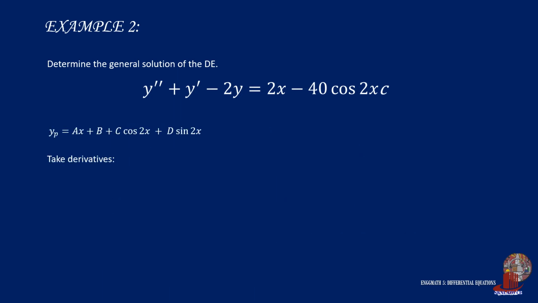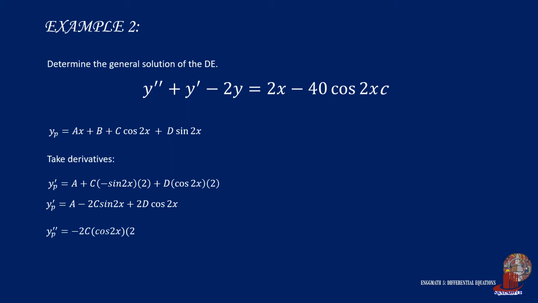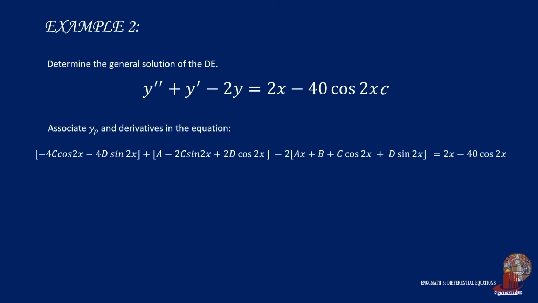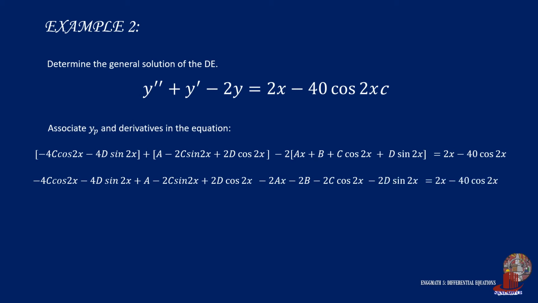Now yp would need to be differentiated twice as the original DE requires. So yp prime is a minus 2c times sine of 2x plus 2d times cosine of 2x. And yp double prime becomes negative 4 times c cosine of 2x minus 4 times d times sine of 2x. Then associate yp to the derivatives in the equation, so we get the long equation when the groupings follow. Expand those with multipliers and then collect terms to be compared with the right function.